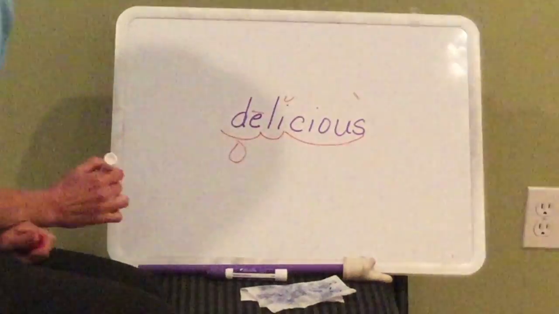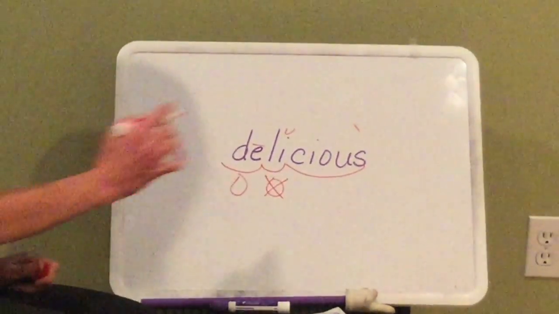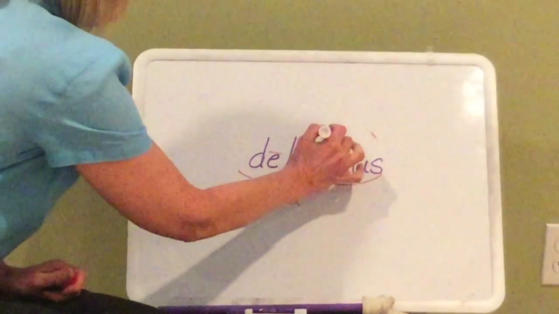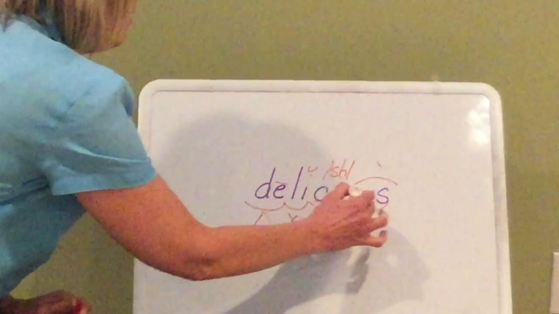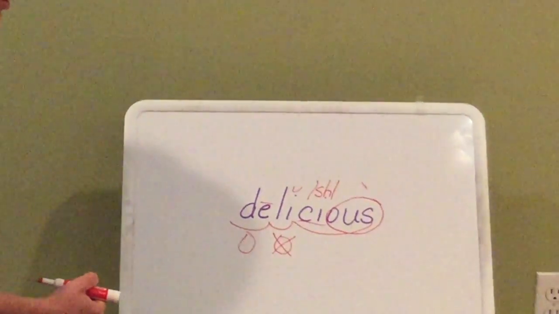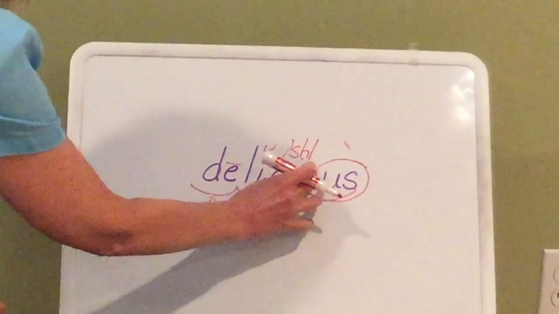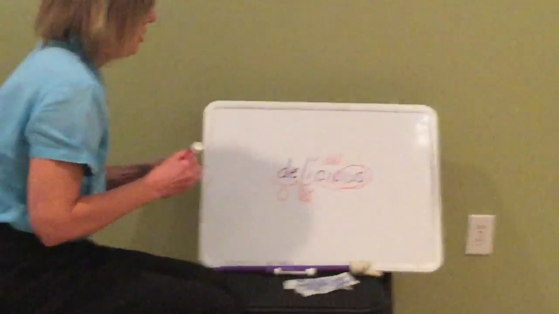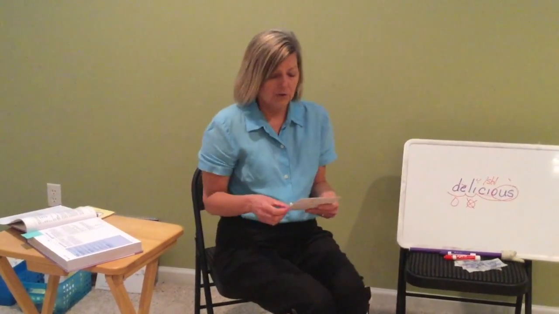This is making the short vowel sound instead of the long vowel sound, so this will be an open syllable exception. We're going to underline our CI, which is making the sh sound. Our suffix is the OUS, so we're going to circle that. The CI is connecting the suffix to make the shush sound. Shush, delicious.